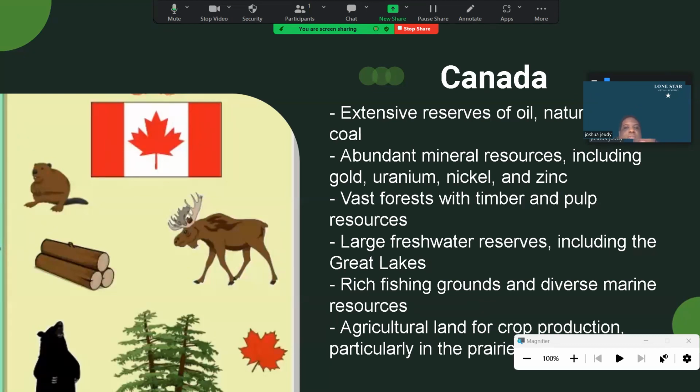Again, the general resources of the United States and Canada are similar because we're on the same continent. Different continents may have different types of resources.